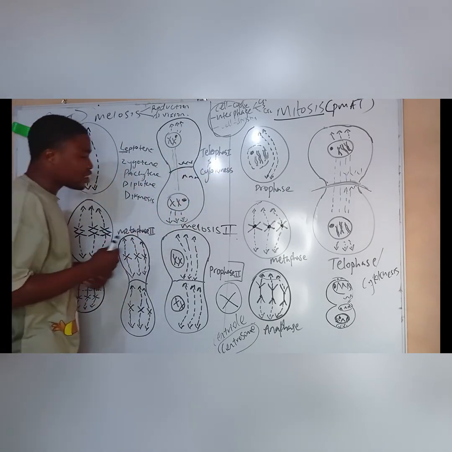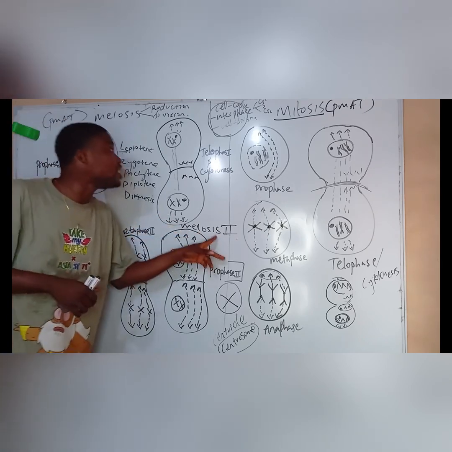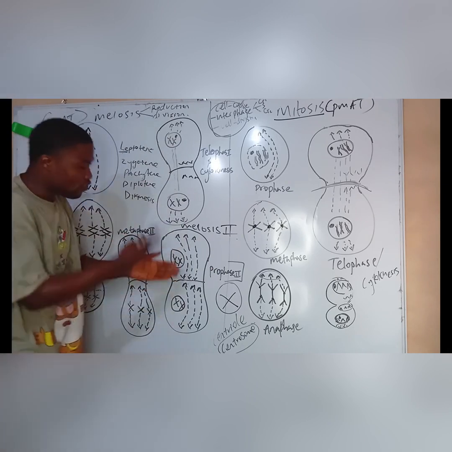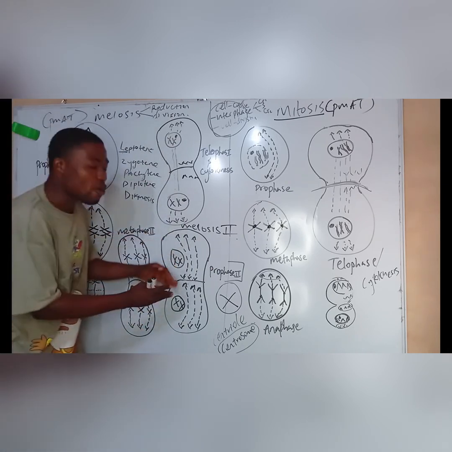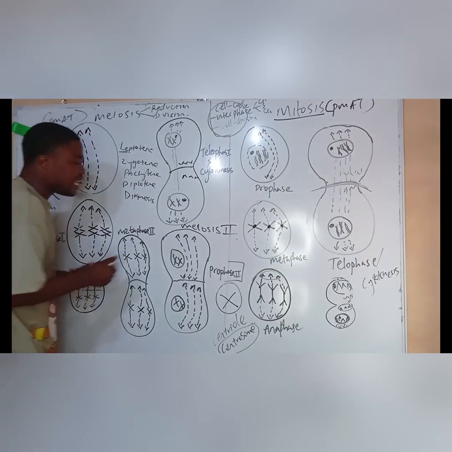Now, meiosis 2 is called the division stage. The cell that divided into 2 is going to further divide into 4. But these 4 will be haploid in number, they are haploid cells. So the division stage occurs like this.